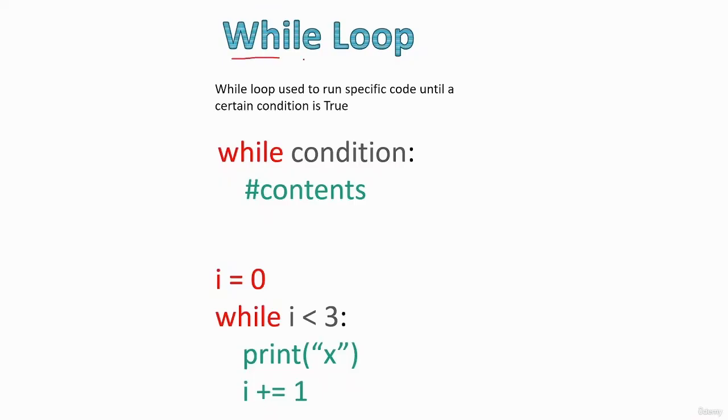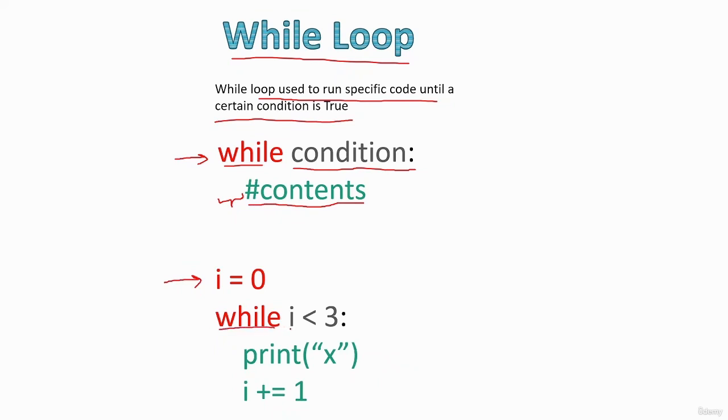Now let us talk about while loops. We use while loops to run a specific code until a certain condition is true. Here is the syntax of a while loop. We use the while keyword, then the condition and colon, then we keep a space of one tab, then we write the code we want to run. Now let us take a look at an example. In this case I have created a variable called I equal to 0. Then I have created the while loop. The condition is I less than 3. Then the content is print x. Then add 1 to the existing value of I.